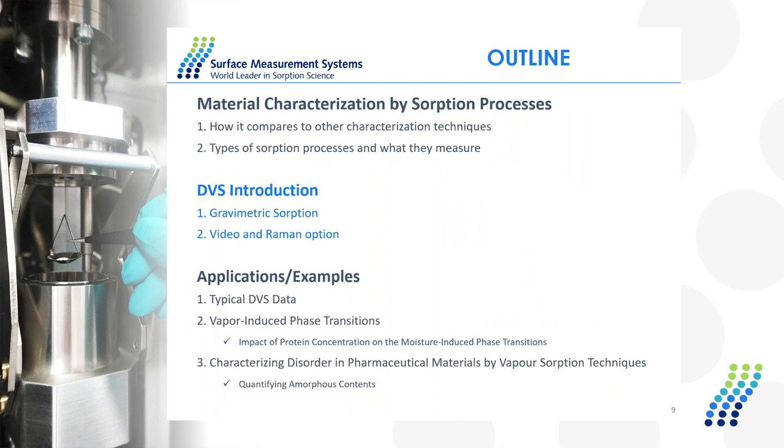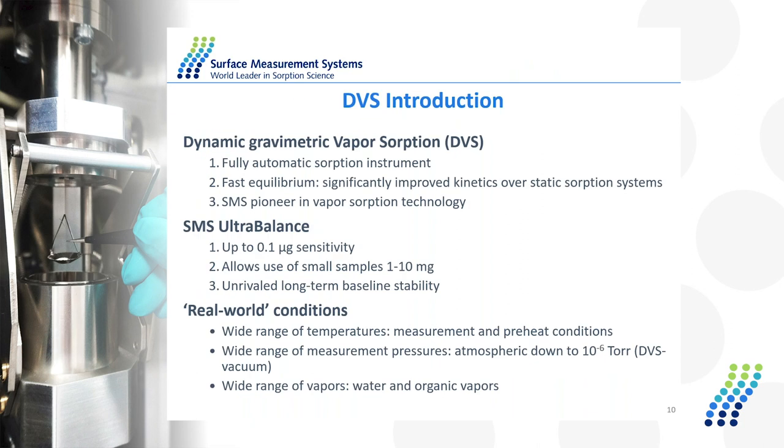The DVS, dynamic vapor sorption technique, is basically a gravimetric method to measure the mass change of the sample at different concentrations of moisture or organic vapor. It has an ultra-balance in the system with very high sensitivity, so a very small amount of sample is needed for the measurement. Usually it is just less than 10 milligrams.